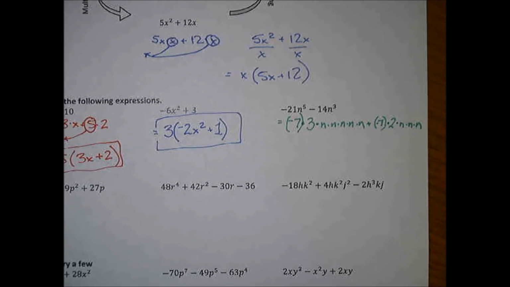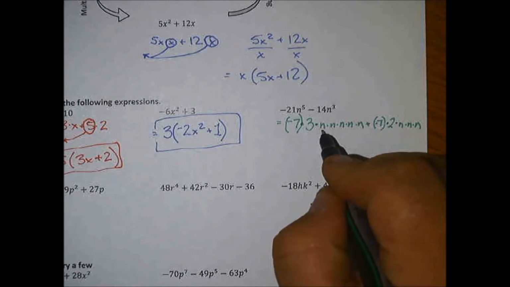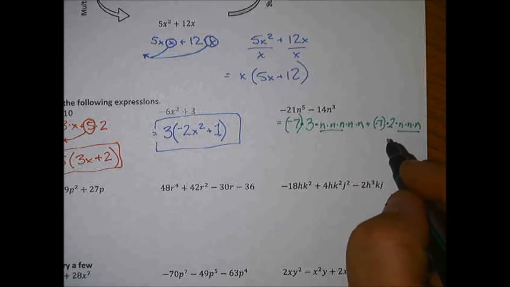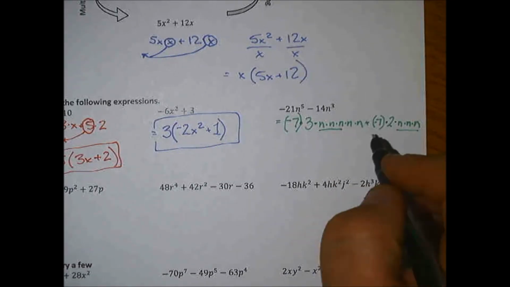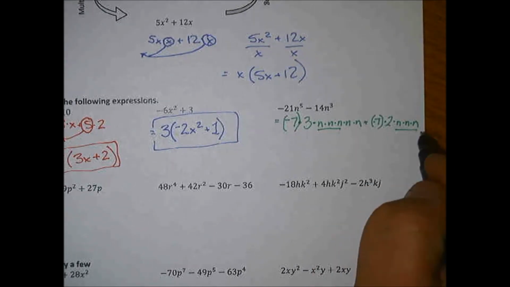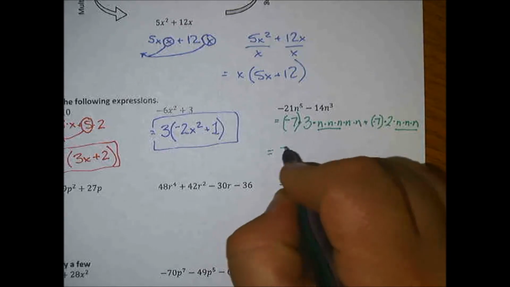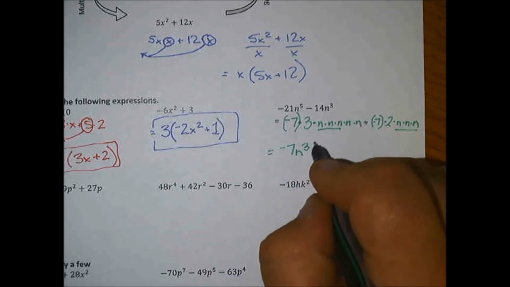So what are my common factors in this problem? Well, I have a negative 7 in each one, and then I have 3 n's common in each term. Okay. So I have 5 n's over here, so I'll have a few left over, and I have all the n's from this one. And I'm going to pull out that negative 7. And then the 3 n's I'm just going to write as n cubed.